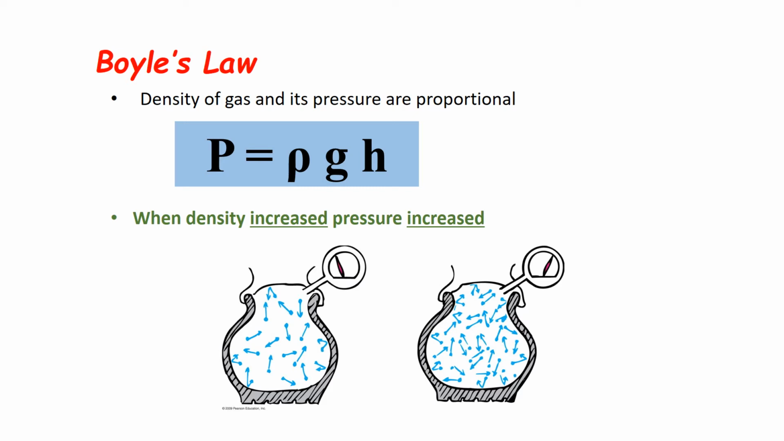We have our famous equation to calculate the pressure: pressure equals density times gravity times height, which clearly demonstrates that pressure is directly proportional to the density. So when density increases, pressure also increases.